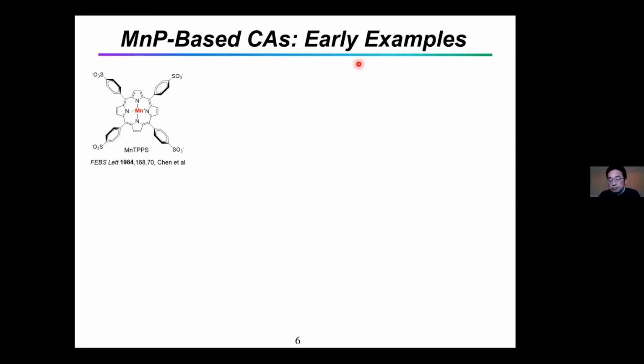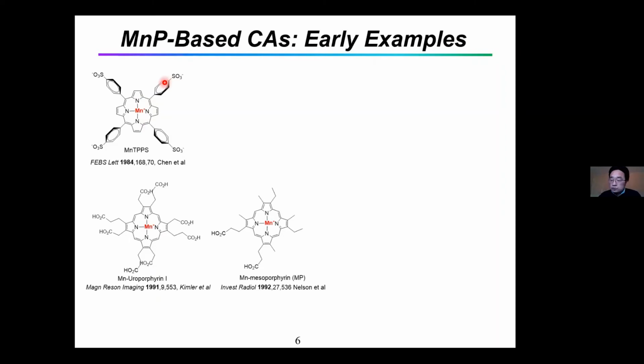I want to give you a brief history of what has been done already in manganese porphyrin-based contrast agents. The first research was done in 1984, published by Chen and others. They recognized a water-soluble manganese porphyrin derivative, called TPPS, which has 4-sulfonate attached to the phenyl rings. This water-soluble agent exhibits somewhat surprisingly higher relaxivity. This study was later also continued by Samuel Koenig.